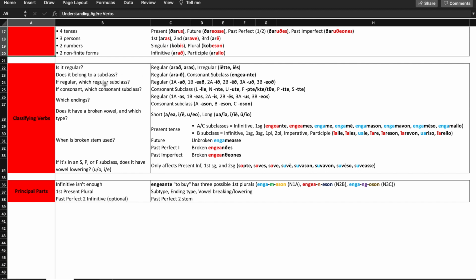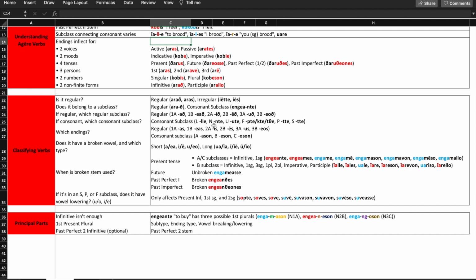If it is regular, then there are 6 regular subclasses that it can fall into depending on the vowel or vowels which precede the infinitive ending. If it isn't regular, then it belongs to a consonant subclass. A consonant subclass can be identified by looking at the infinitive ending. The N, F, and P subclasses each have 3 subclasses within them, which makes it a little more complicated. So if you look at the F subclass here, there are 3 different types of endings which conform to what are known as the F1, F2, and F3 subclasses.